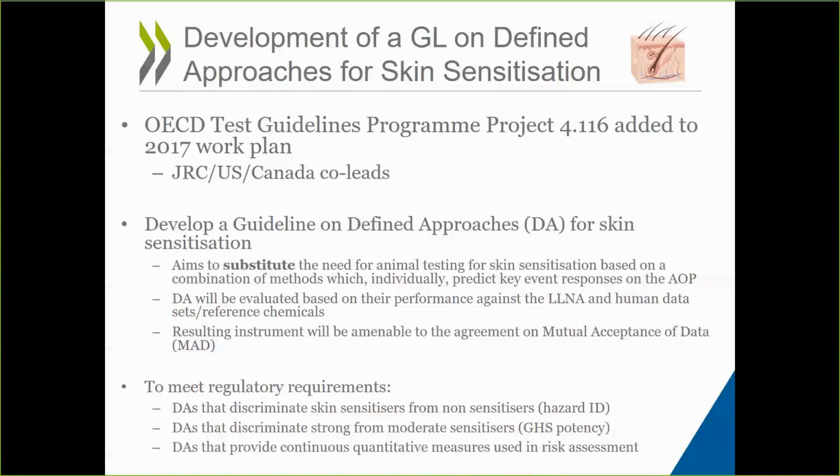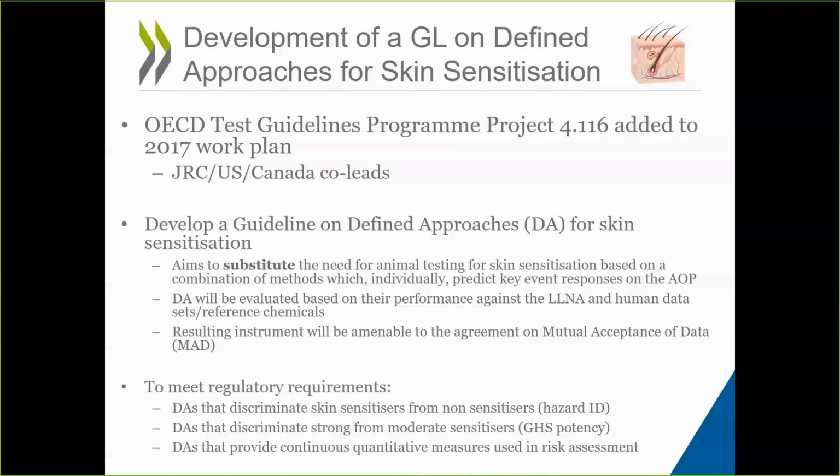So this would be much like an OECD validated test guideline. The data resulting from this guideline would be accepted by all OECD member countries and their member country partners that have a regulatory requirement for skin sensitization. But in order to meet that regulatory requirement, we need some flexibility in the information provided by the defined approaches.